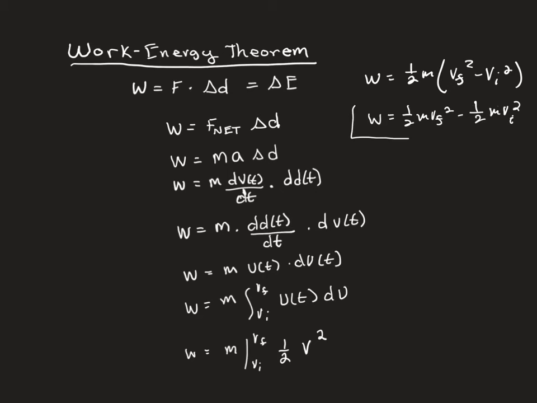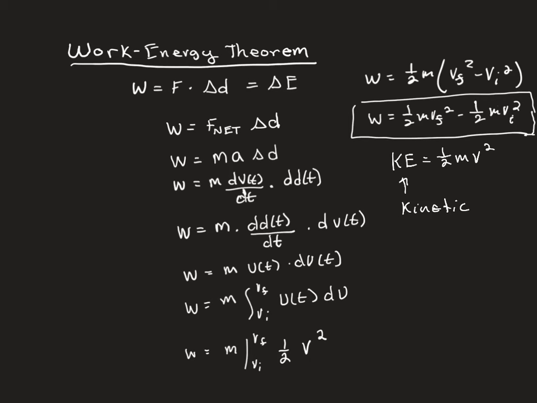And this is what we refer to as the work-energy theorem. And what that means is because work is leading to a change in energy, we have a change between a final and an initial here. So that means this term must be a final energy and this here must be an initial energy. And we're going to refer to this type of energy, 1/2 mass times velocity squared, as the kinetic energy.